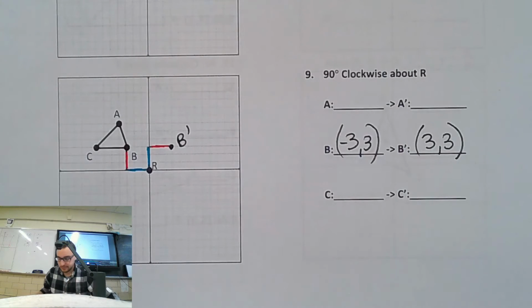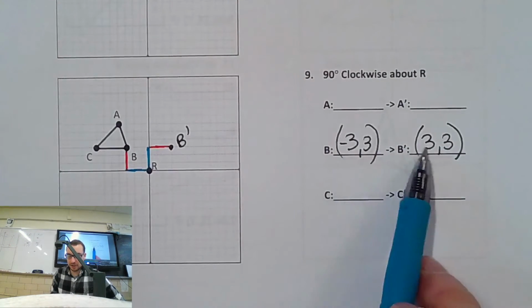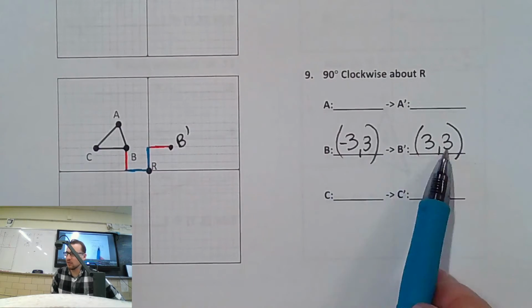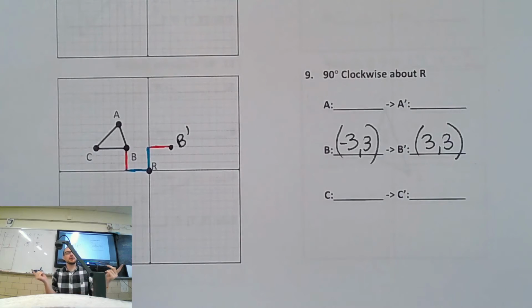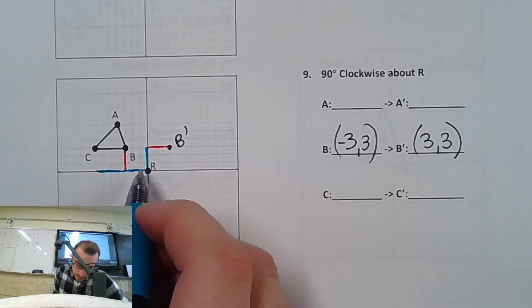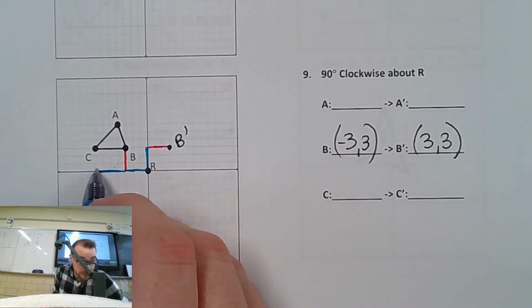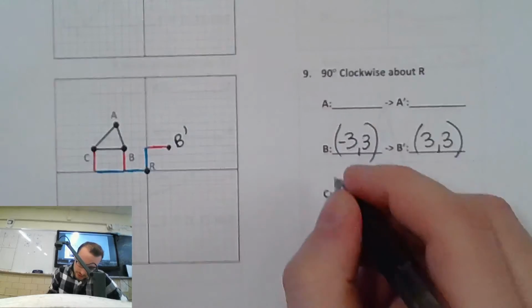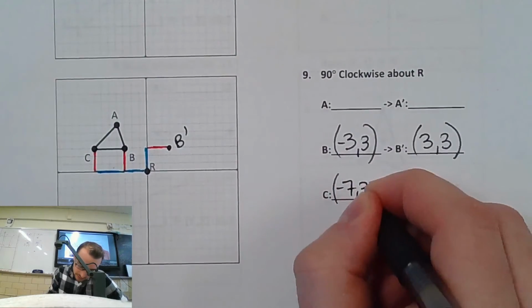Let's do another one before we assume the rule, because right now it looks like just change one of the signs, right? That's what it looks like. That can be misleading. We have all the same numbers. What if they switch spots? We wouldn't know it. So let's do C. 1, 2, 3, 4, 5, 6, 7. 1, 2, 3. So C's coordinates are negative 7, positive 3.